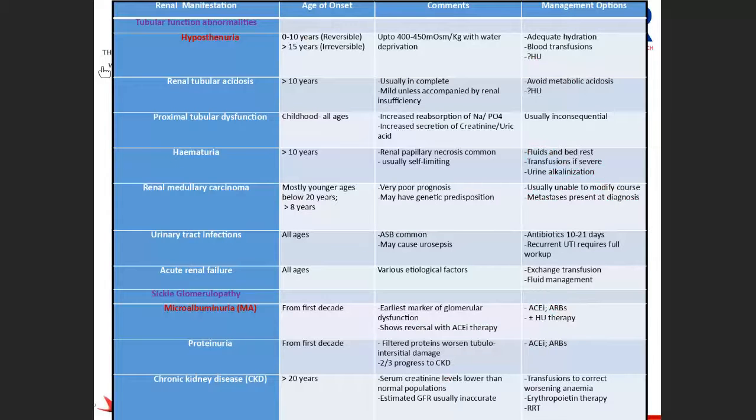There are a number of issues related to the kidneys that start from very early, hyposthenuria, which is the inability to concentrate urine. As a child, it's not a problem, you're expected to bedwet. But as children age and get older, bedwetting becomes a problem, and even with some of our adults.